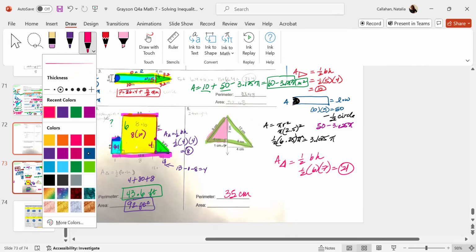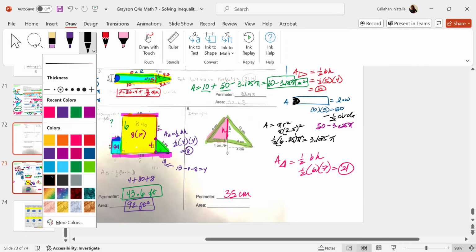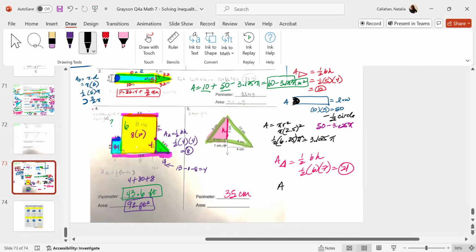6 centimeters. 9 centimeters is not the height. This right here, 7 centimeters, is the height. Don't tell me you don't know, because if you don't know, then there's no point in me helping you, because this is just a lost cause then.